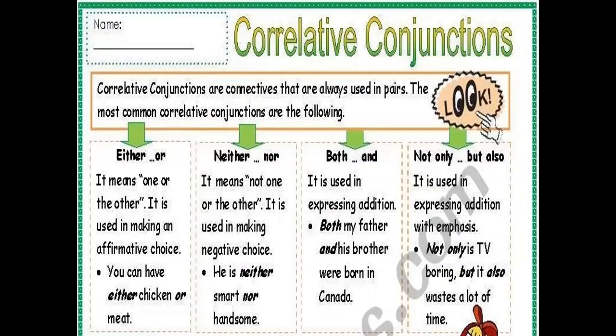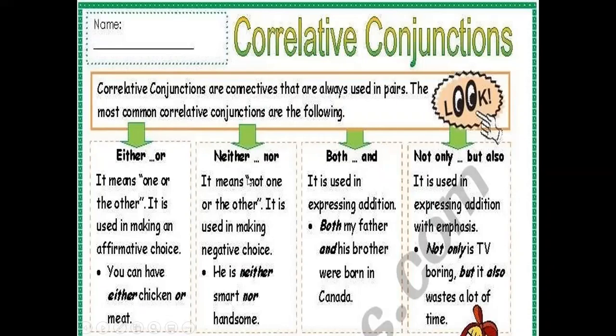They are connectives, and they are always used in pairs. Here you can see four are given. They are the most common correlative conjunctions. The first one is either or, then neither nor, both and, not only but also. Either or means one or the other, which means you have to make an affirmative choice, like you can have either chicken or meat; you have to take one out of the two.